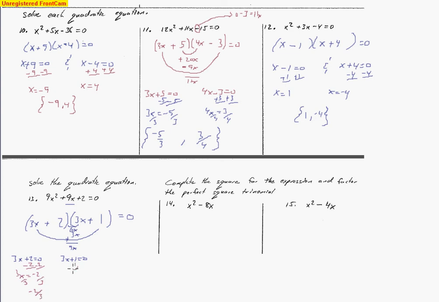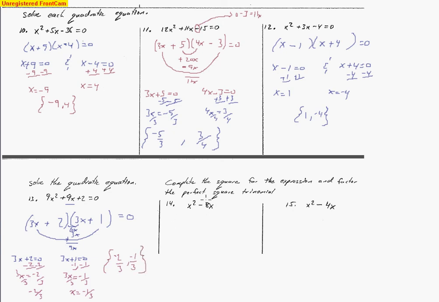Over here, you've got to subtract the 1 from both sides. So 3x equals negative 1. Then I can divide by the 3, and I end up with x equals negative 1/3. So those are the two x-intercepts, negative 2/3 and negative 1/3. The values of x when y is 0.